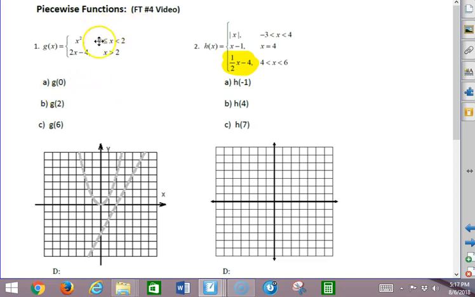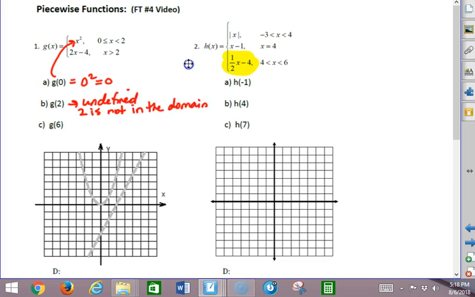So g of 0 falls in this section of the domain, so I use the first rule. So g of 0, I'm referring to this rule, so that's just 0 squared, which is 0. Now for g of 2, I look and see, is 2 in this section of the domain? No, because x is less than 2. Is 2 in this section of the domain? No, because x is greater than 2. So g of 2 is undefined. 2 is not in the domain. Okay, kind of tricky. You have to watch out for that one.